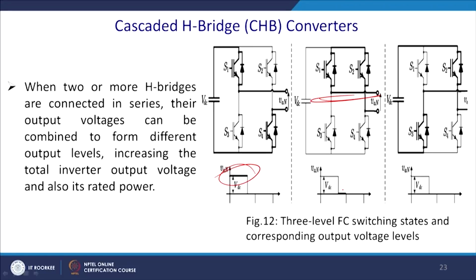Similarly, if you switch off this and also this, and this is on, then you are supposed to get minus VDC. So, this is the way you are going to get the different voltages and you can cascade them. So, you can get the staircase waveform.